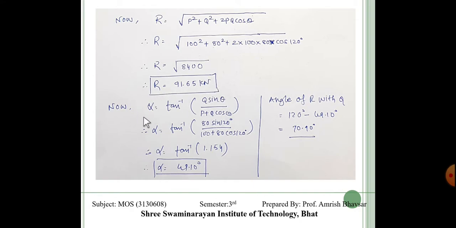Now alpha is equal to tan inverse of Q sin theta upon P plus Q cos theta. We have Q, we have P and we have theta. So put the values, and we will get alpha is equal to tan inverse 1.154. So alpha is equal to 49.10 degree with the bigger force. Now again, what do we have to find out? The angle between R and Q. So the angle of R with Q is 120 degree minus 49.10, that is 70.90 degree.